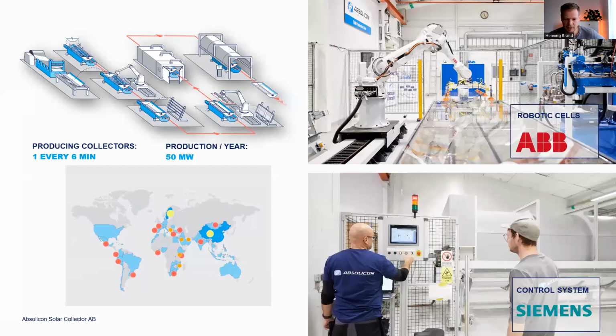I will skip that. This is produced in an automated production line where one collector is produced every 6 minutes, and there are two of these factories currently. There's the process of setting up more factories, one for example in Canada and one in Egypt, and slowly we're building up a network to produce these collectors locally.